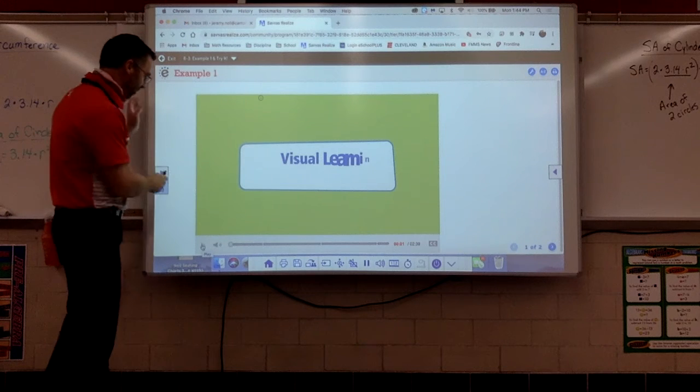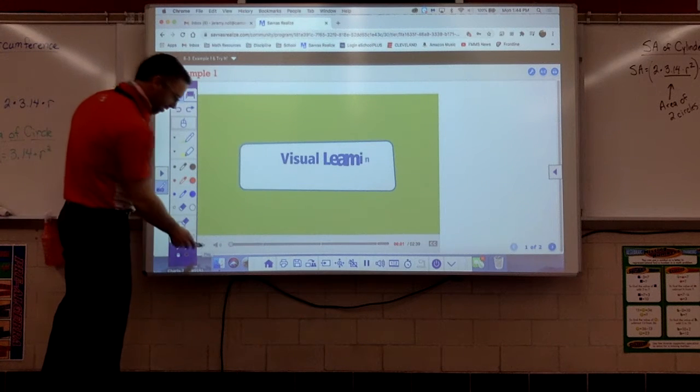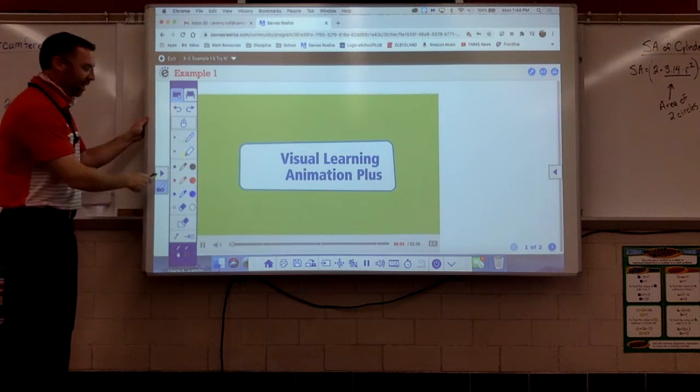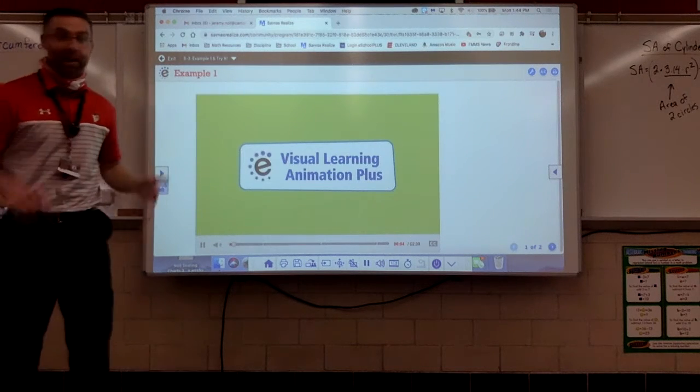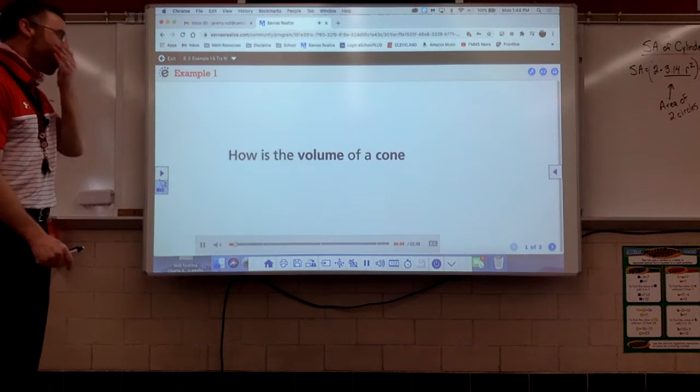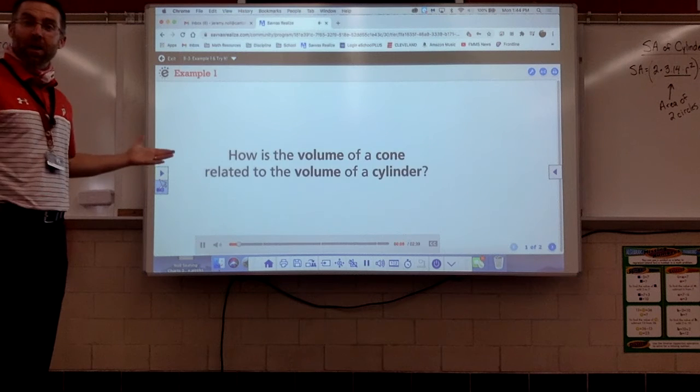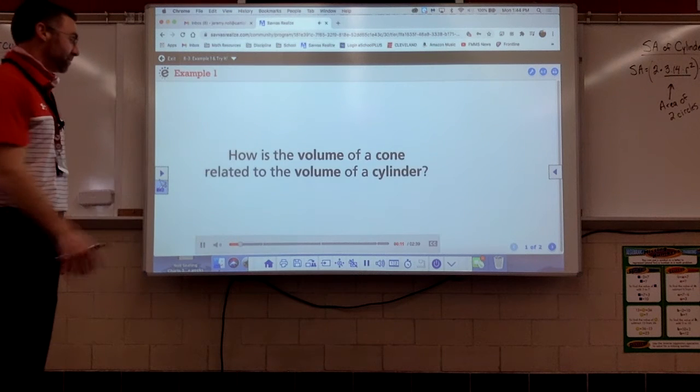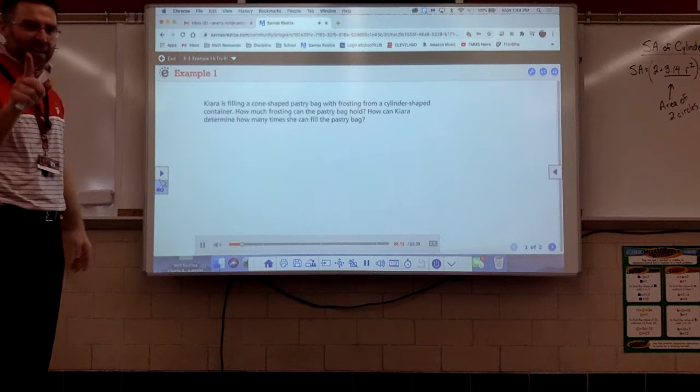Example 1, page 432. Talking cones, baby. How is the volume of a cone related to the volume of a cylinder? It must be similar. Think about this question during the lesson. Similar, but not the same.